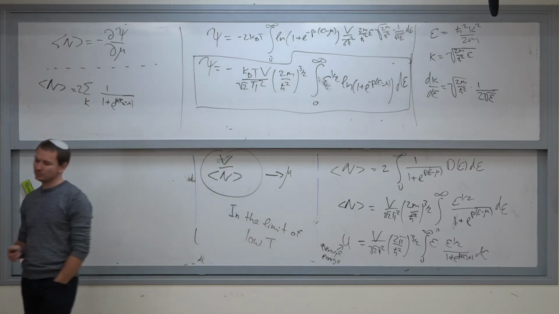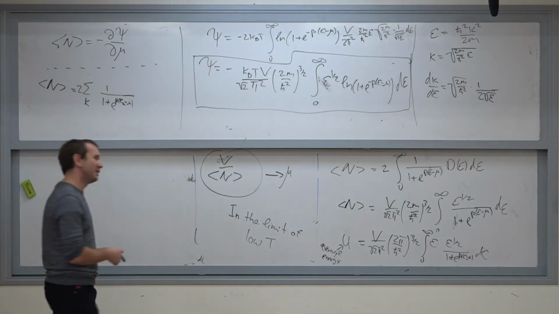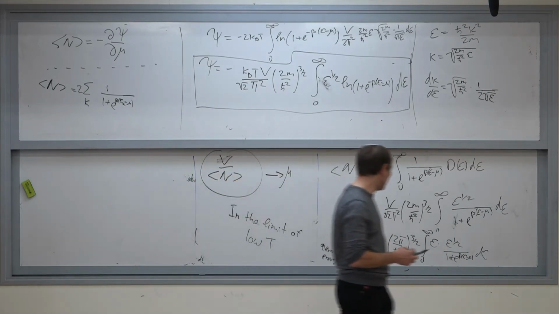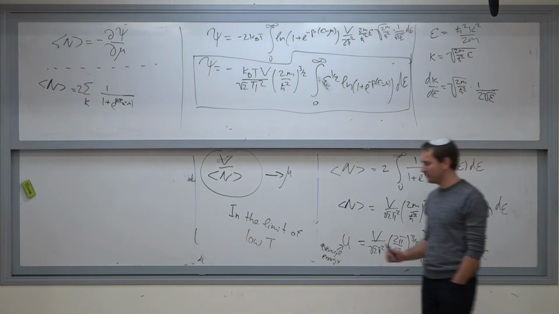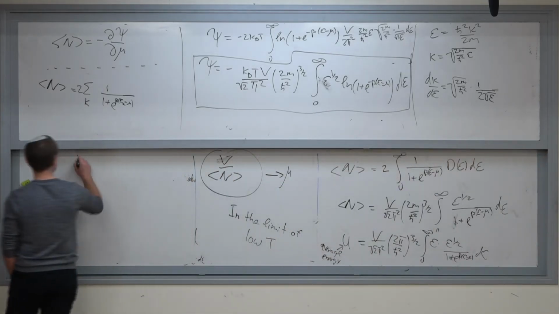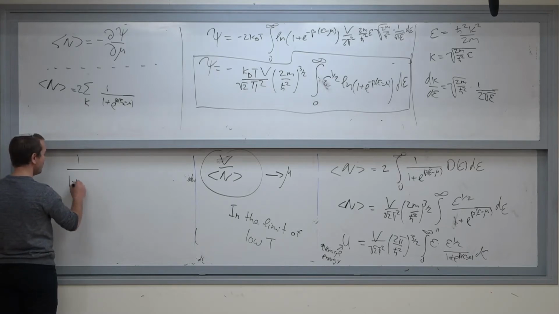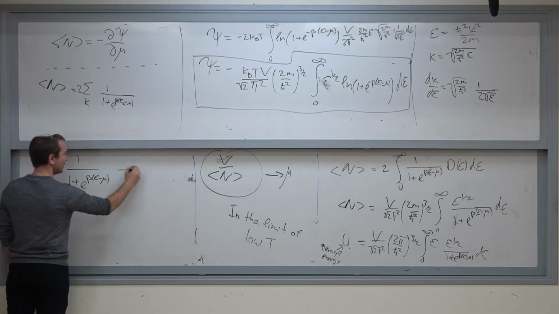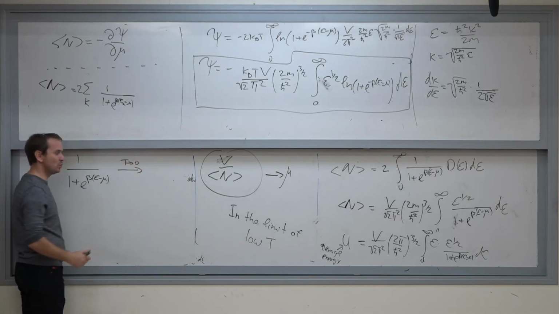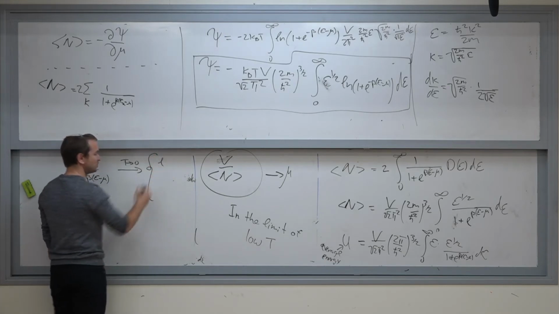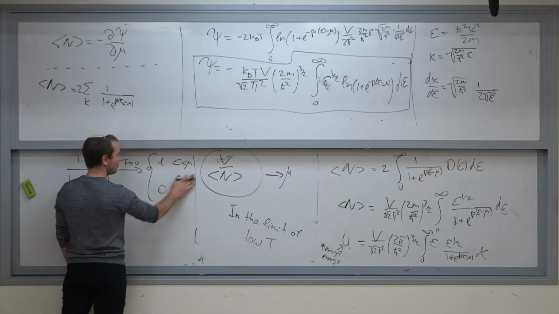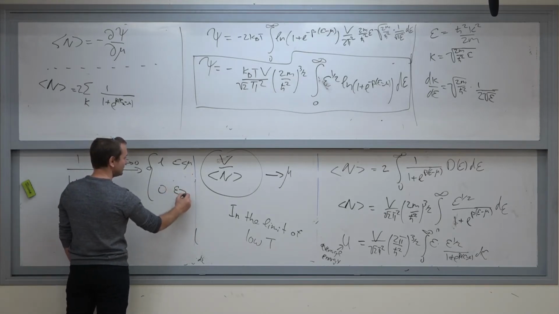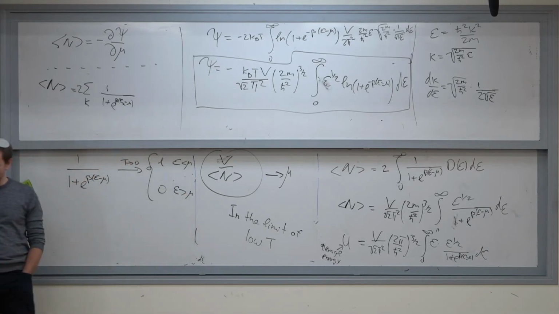Why is the limit of low temperatures important? Well, because in the limit of low temperatures, I know how the Fermi function behaves. It's simply a step function. Because I know that in the limit of T going to 0, 1 over 1 plus e to the power beta (epsilon minus mu) goes to 1 for epsilon lower than mu, and 0 for epsilon higher than mu. I have this step function.